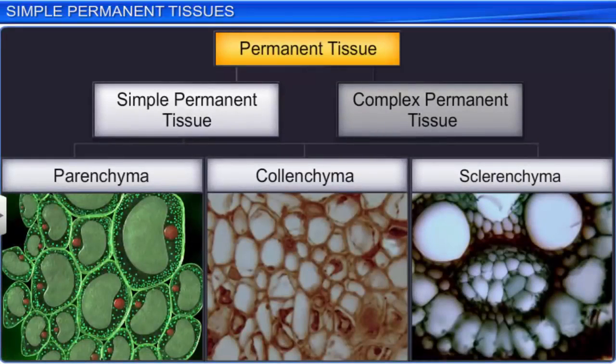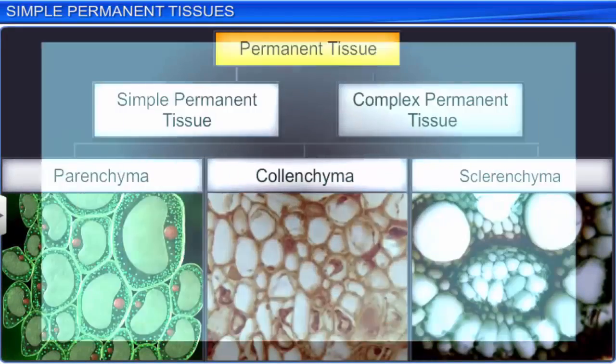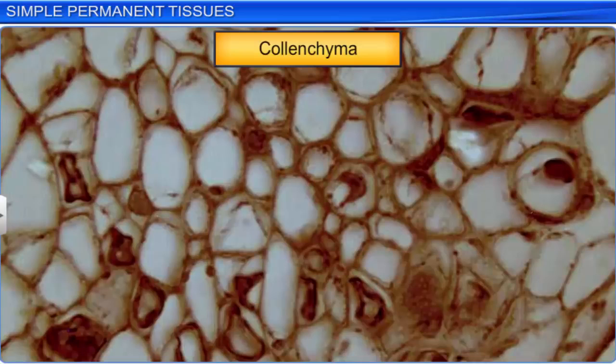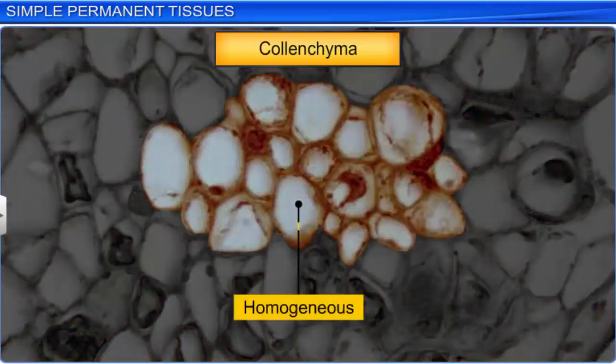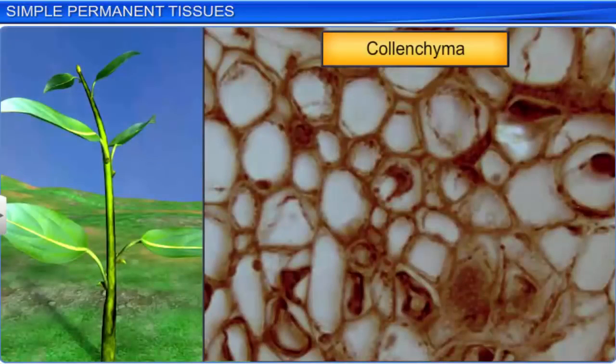The second type of simple permanent tissue is colenchyma. It is found in the layers below the epidermis of dicotyledonous plants. This layer is either homogeneous or in patches. Colenchyma provides mechanical support to the growing parts of a plant, such as a young stem or the petiole of a leaf.